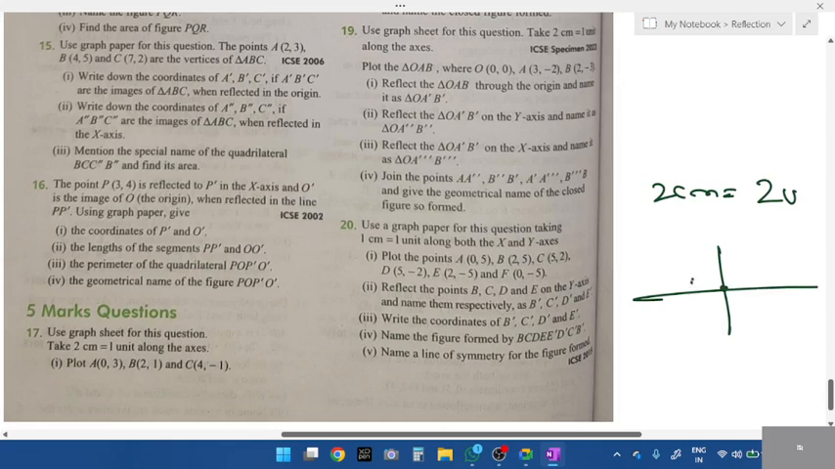If 6, 7 is given, how do you take? You have to take 2, 4, 6. Yeah, 2, 4, 6, 8. So think and do it, students. Think according to the question. It's not that you have to take this.